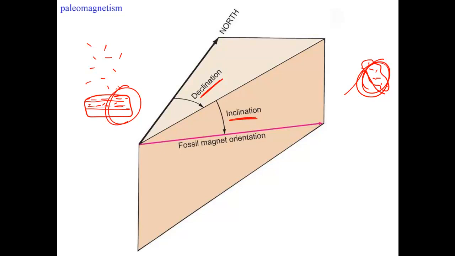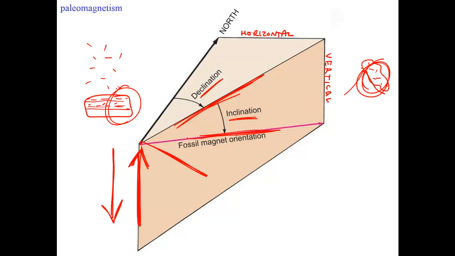Inclination is how tilted it is relative to the horizontal. So if this surface on this diagram is horizontal, then this surface here is vertical. A fossil magnet, a little magnetic grain within a sedimentary rock or a lava flow can have a direction of plunge into the Earth's interior. And that could be perfectly horizontal, or it could be kind of steep, or it could be perfectly vertical. So if it were forming today at the South Pole, we'd expect it to be vertical pointing up. If it were forming today at the North Pole, we'd expect it to be vertical pointing down.